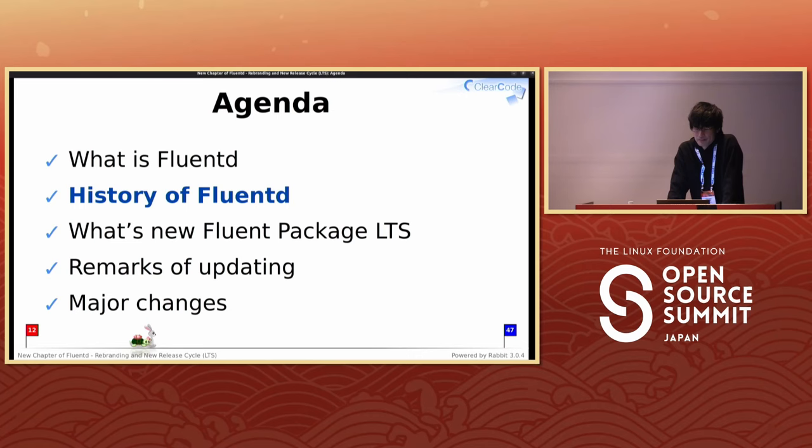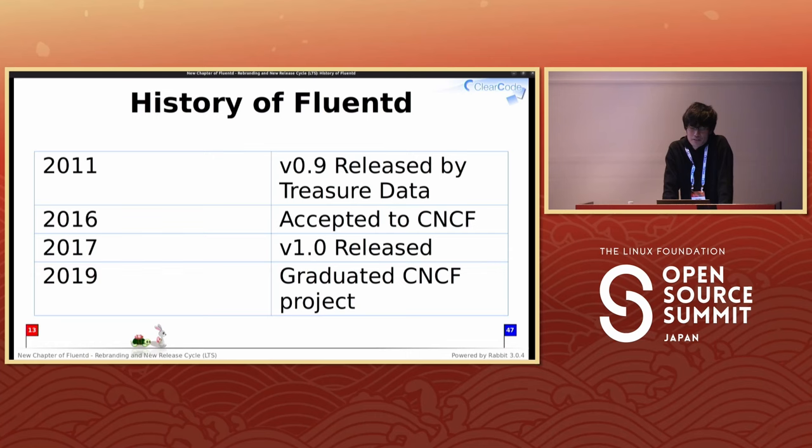Fluentd was born in 2011 at Treasure Data. Treasure Data is a United States origin company providing the marketing data platform. Version 1 was released in 2017, so it was the base of the current product.